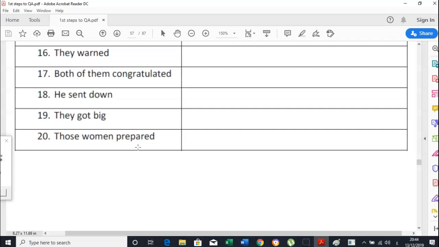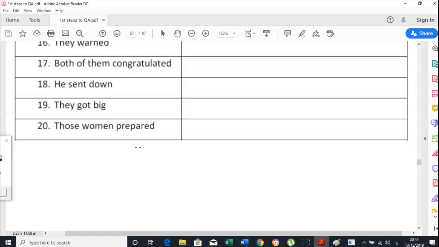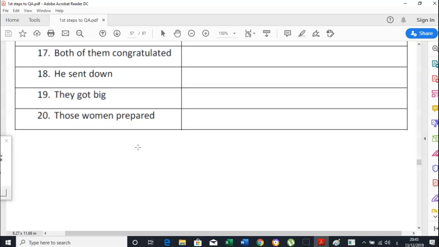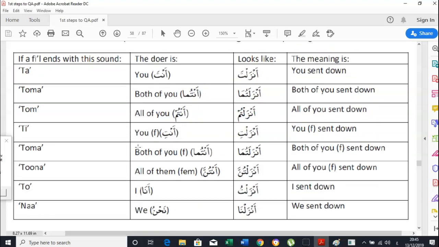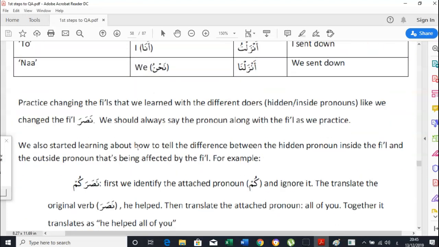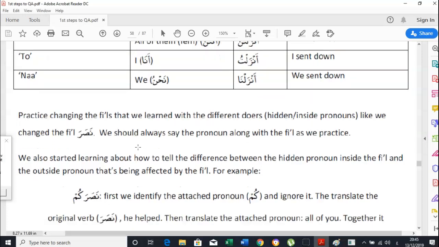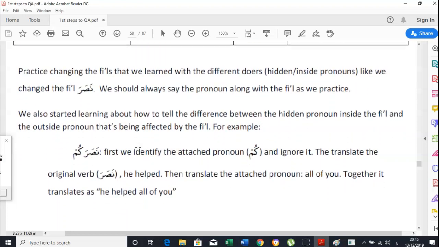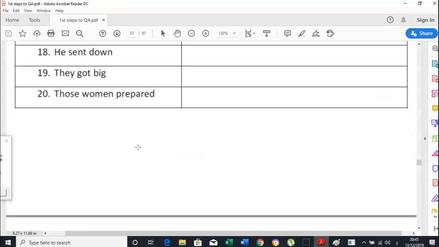Finally, those women prepared. Hayya'a is prepared. Say again. It's got sukun in the last section. Hayya'na. Okay, you're getting there. There is no fun stuff. No. Okay, let's just read what it says on the next page.